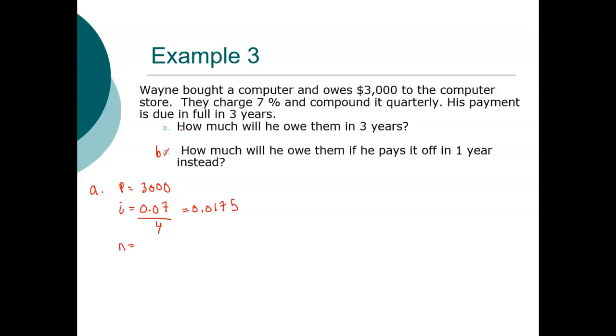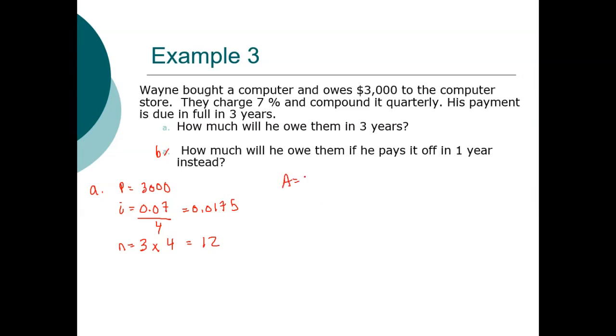Now N, this is for question A. His payment is due in 3 full years, and question A says, how much will he owe them in 3 years? So 3 years, but we know it's compounded quarterly. So our N is 12 in the formula. We did 3 times 4.